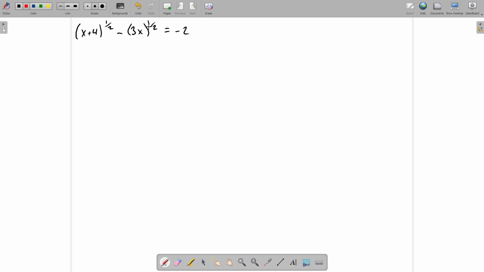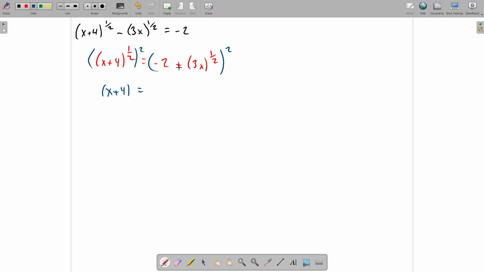So I'm going to move this 3x to the 1/2 to the other side of the equals by adding it across. So we'll have x plus 4 to the 1/2 equals -2 plus 3x to the 1/2. At this point, we want to square both sides of the equation. Squaring this is going to cancel the square root, the 1/2 exponent, because it's an exponent to an exponent, so we multiply. 2 times 1/2 is going to be 1, leaving us with just x plus 4.